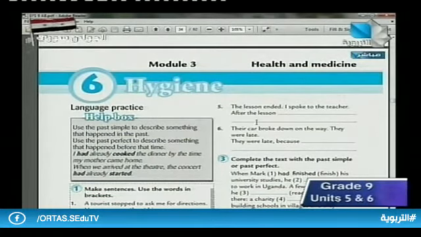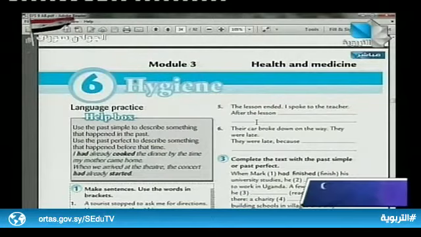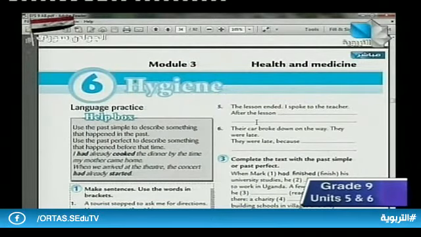Now, after the lesson ended, or had ended, maybe, I spoke to the teacher. Yes. So the lesson ended, then I spoke to the teacher. Am I right? So here, because the first action is the lesson, after the lesson had ended, I spoke to the teacher. What about number 6 now?